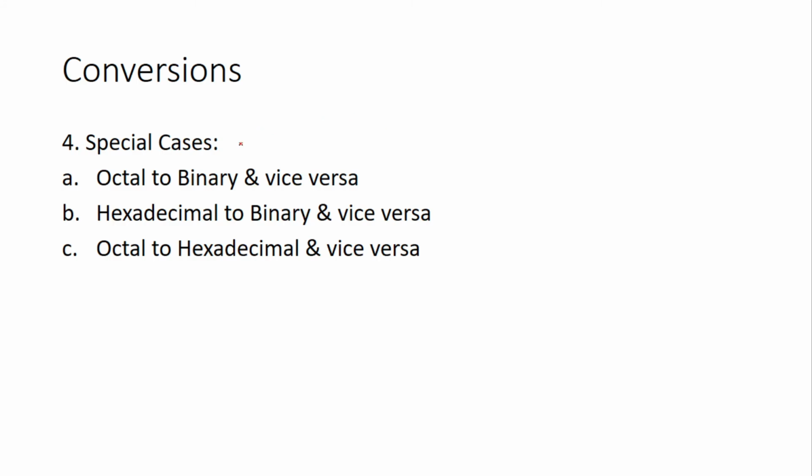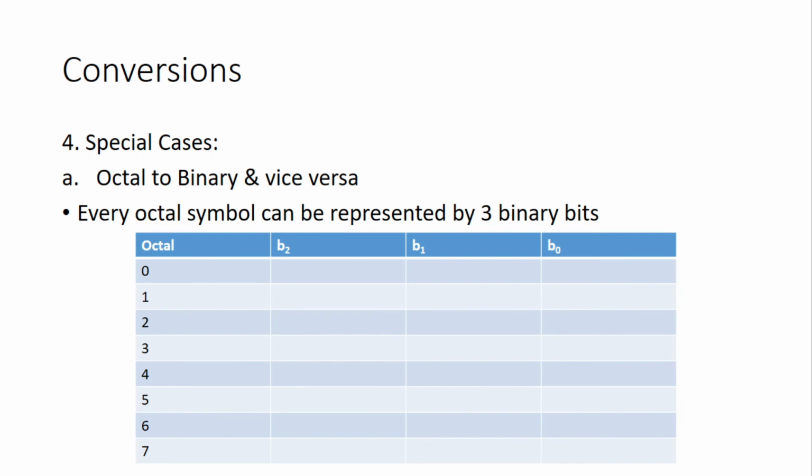Now some special cases would be from octal to binary, and from binary to octal, from hexadecimal to binary and vice versa, and octal to hexadecimal and vice versa. So these are some special cases, and we'll see how we can convert between these special cases without having to go through the decimal route. So let's just talk about octal to binary first.